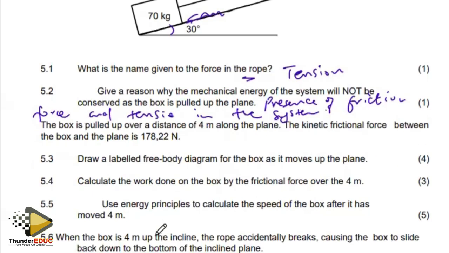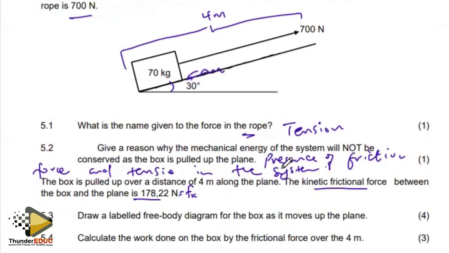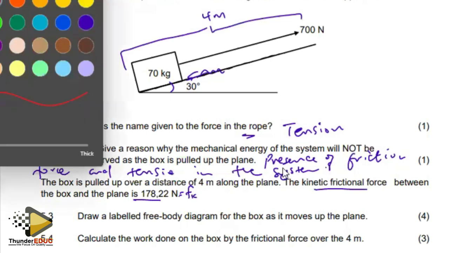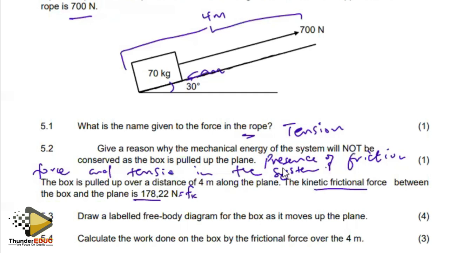Then the box is pulled over a distance of 4 meters, so from here up to there is 4 meters. And the kinetic frictional force is 178.22. They want us to draw a free body diagram for the box as it moves up the incline. Before I even draw the free body, just look at the forces that are going to be acting on the box.